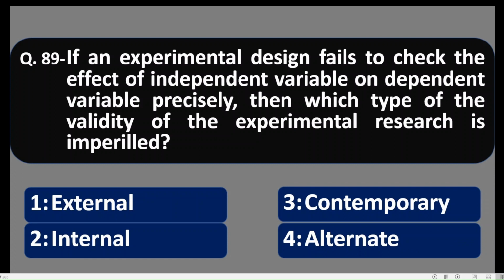Internal validity is the ability of any experiment to measure the clear and precise impact of independent variable on dependent variable, and in a given situation it is said that the impact of independent variable on dependent variable cannot be checked precisely. Because here it is said that this design fails to check the effect of independent variable on dependent variable precisely, then it means internal validity will be endangered, imperiled. Option number 2 is correct.